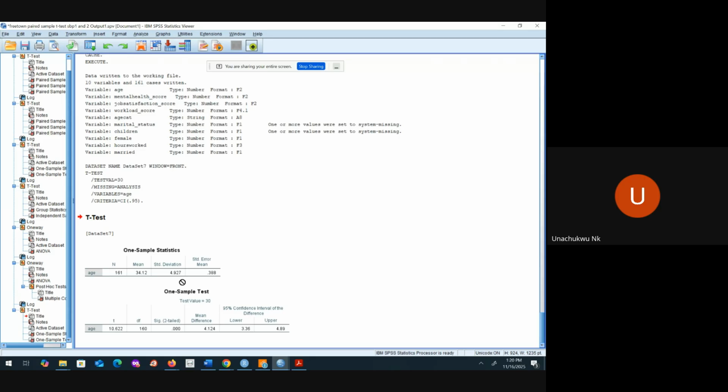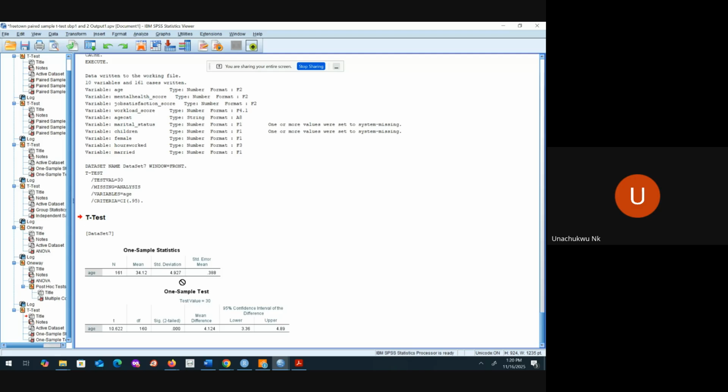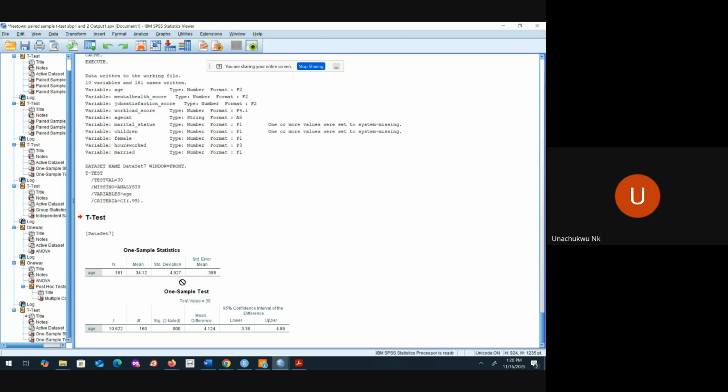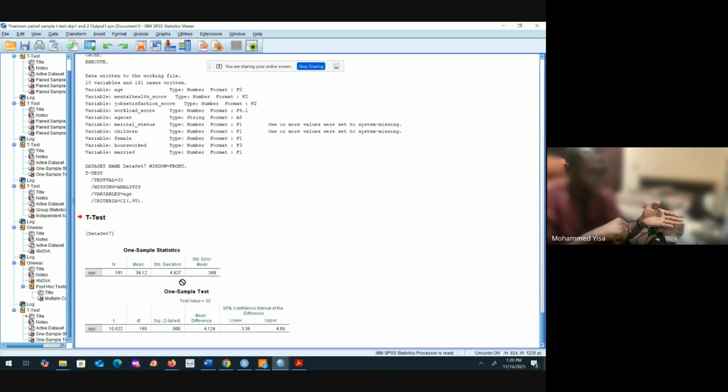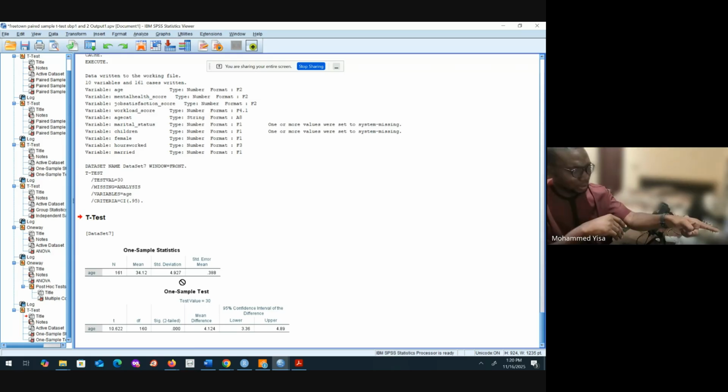And when you look at the significance, it's 0.00000, which means it's statistically significant. So the mean age of your resident doctors is not 30. On average, they are about 4 years older than 30, with a confidence interval of 3.4 to 4.9.